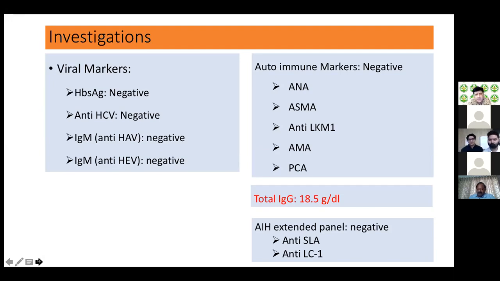People in the chat are asking, would you like to repeat the autoimmune markers here? Because once negative does not mean that next time you may not get it. Yes, sir, it's a good idea to repeat autoimmune markers. They can sometimes be negative in the initial report, and subsequently 25 to 35% can have a positive serology report. So that can be done.